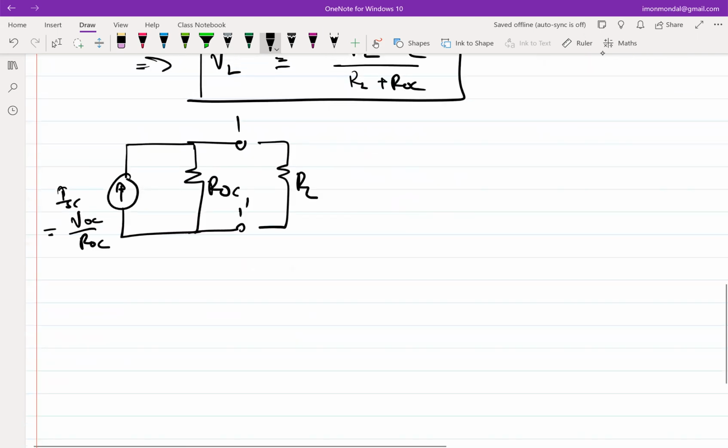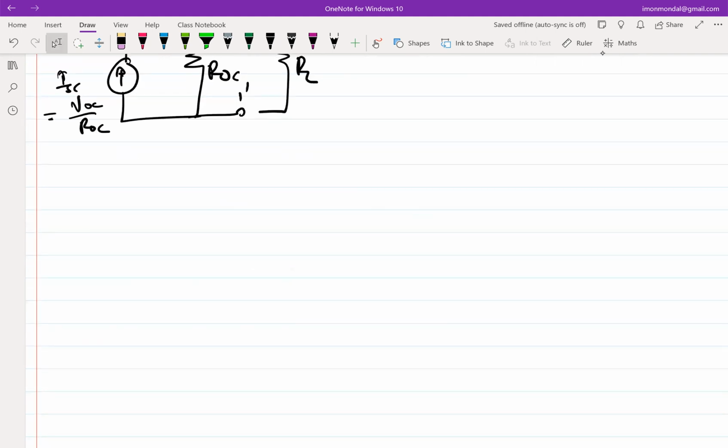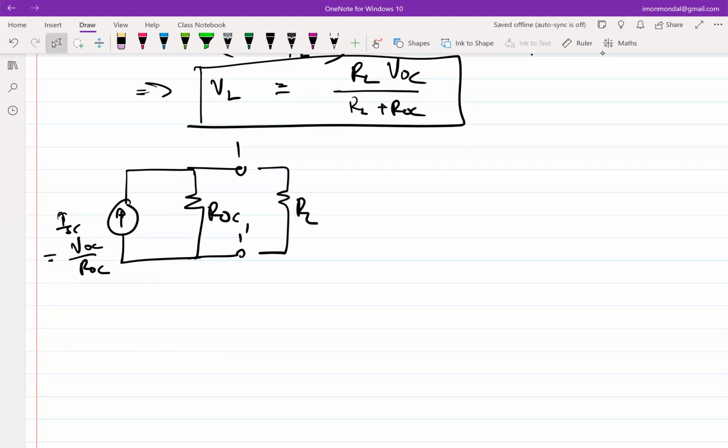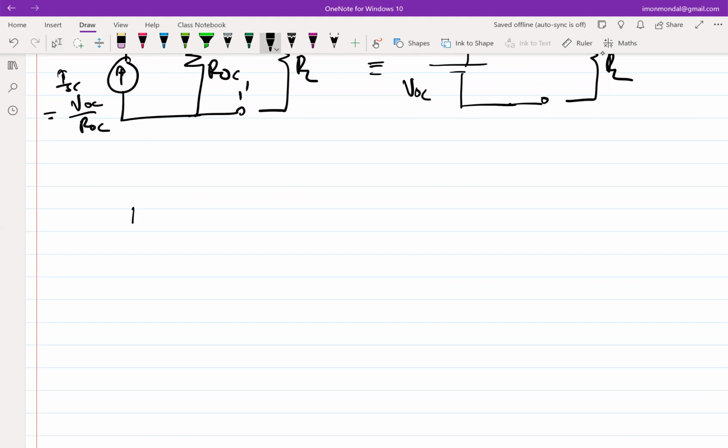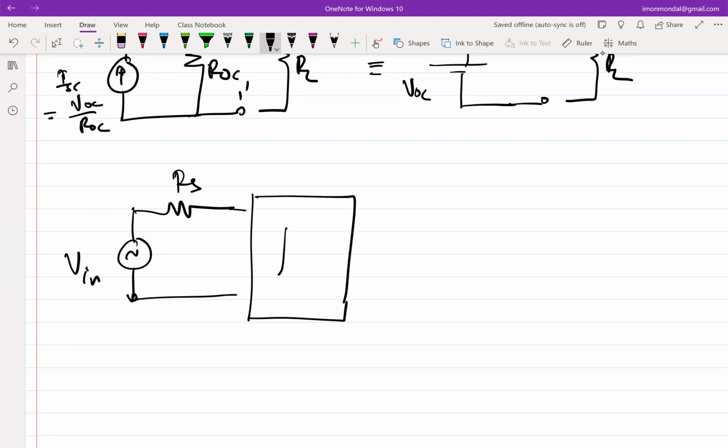Okay, so let me talk about one more thing. This source transformation that we did, right? You said that this is equivalent to VOC, ROC, RL. These two are equivalent, right? So now my question is, why are these two equivalent? In essence, what I'm asking is, let's assume you have a source, let's say the input, and you have Rn or Rs, and you have a nonlinear network. Okay. So can I replace this input contraption with a current source and a voltage source?